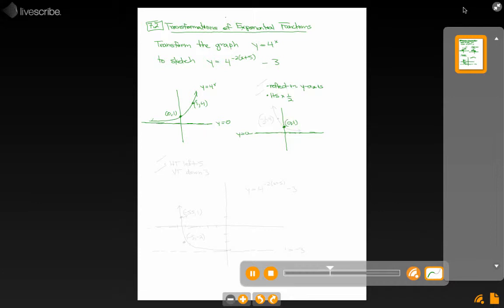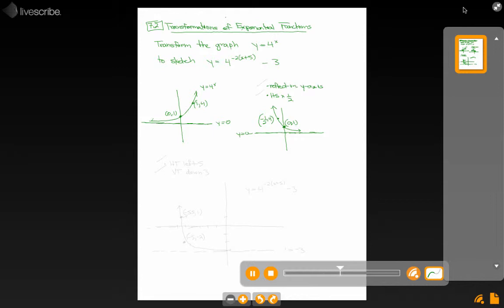But if I multiply this other coordinate, the x-coordinate, by negative a half, I'm going to have (-1/2, 4). So (-1/2, 4) would be a decent point to label here. And I have a graph that now has different orientation, different shape than the original.